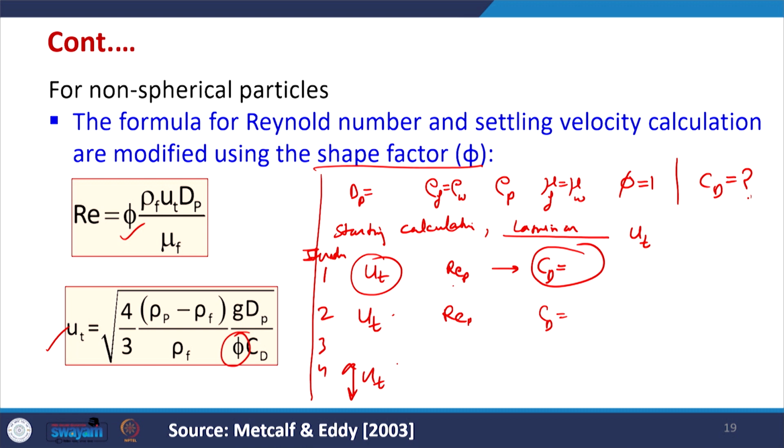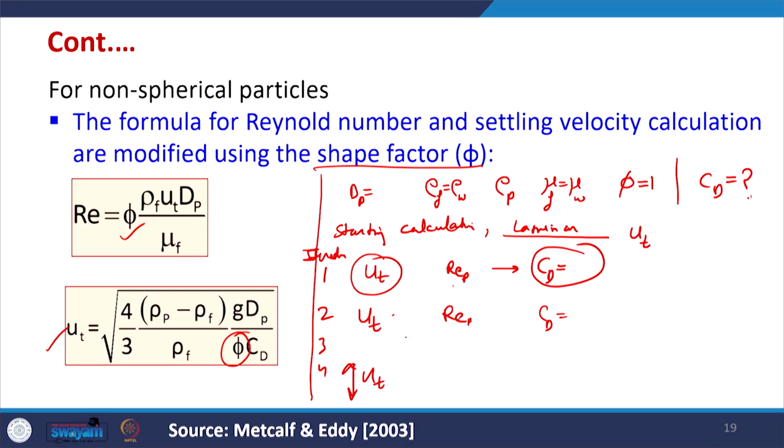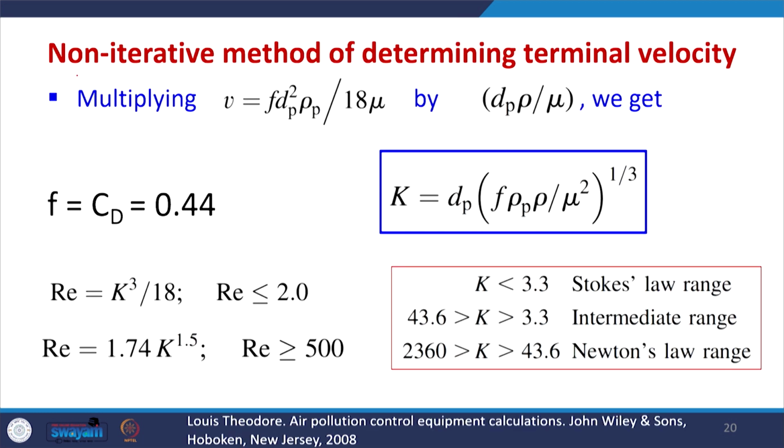So, this is the iteration procedure which is adopted for finding out the terminal velocity using the terminal velocity theory which has been given here. Now, the problem here is that we have to do a lot of iteration and continuously modify the value of Reynolds number and thus the value of C d until 2 consecutive uts are very similar, and then that ut can be assumed. Now, this problem can be solved using the non-iterative method for determining terminal velocity.